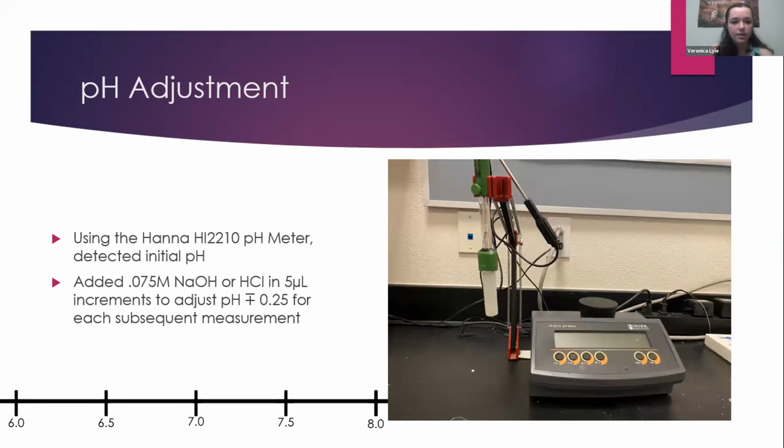So in order to collect my data using a pH meter, I would take the pH of a 20 milliliter sample. I would do imaging with that sample, and then I would add acid or base in order to get 9 intervals between the pH of 6 and 8 for each sample.